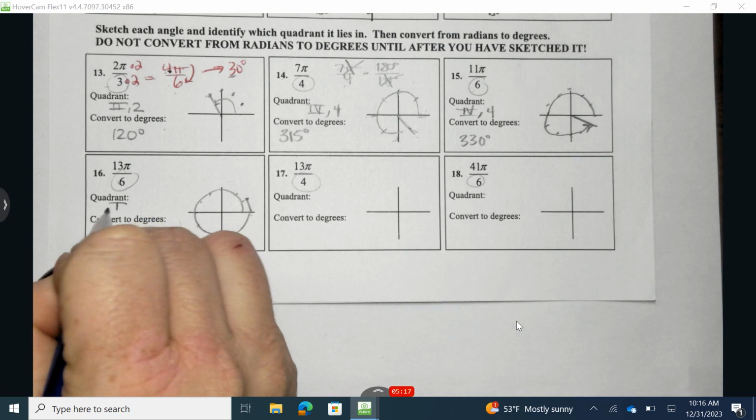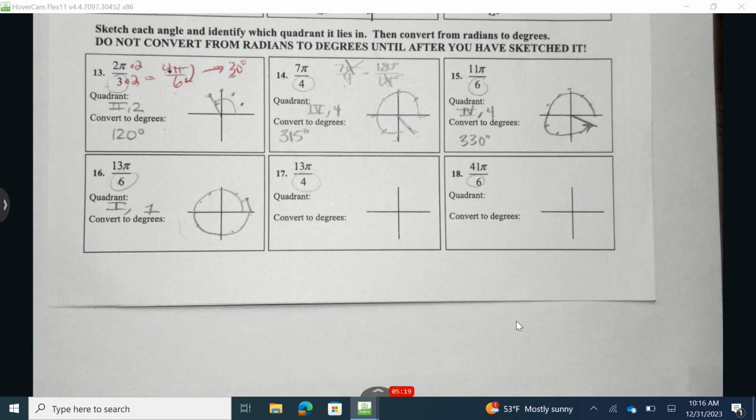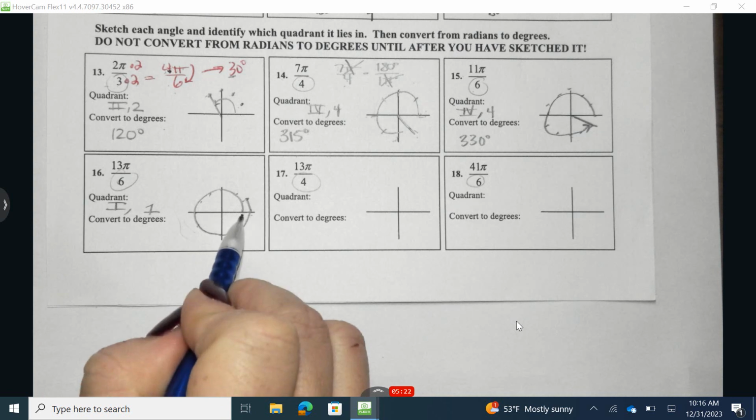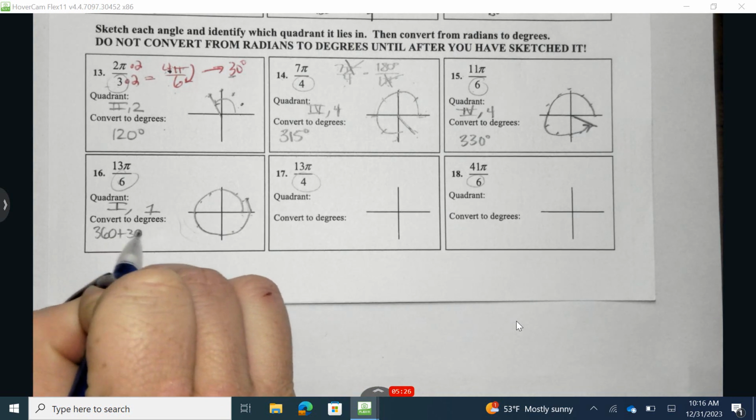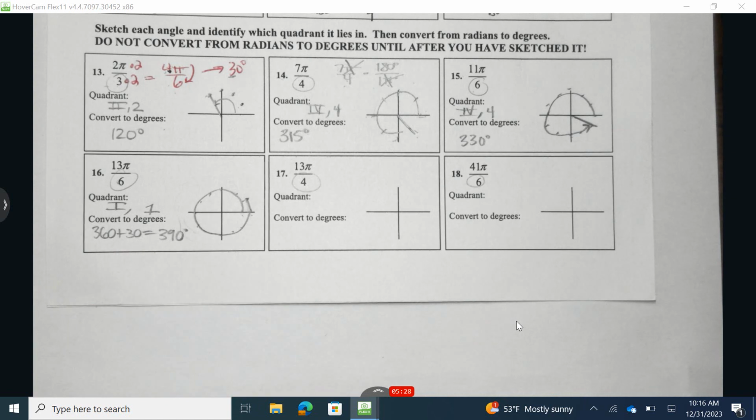This lands in quadrant number 1. And now let's convert it. So I have 360 plus an additional 30. 360 plus an additional 30 is 390 degrees.